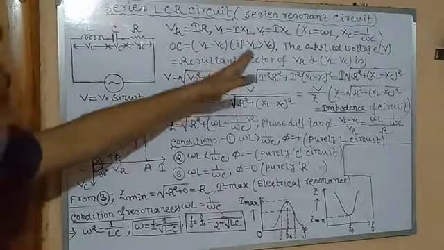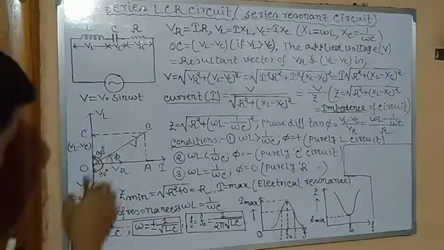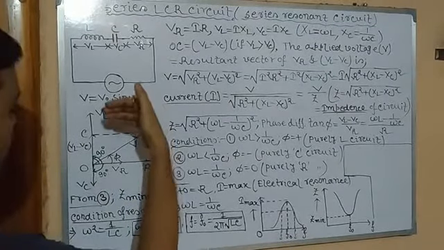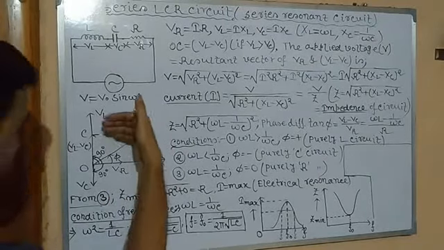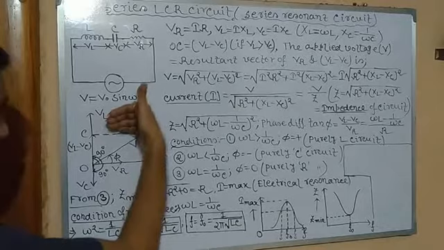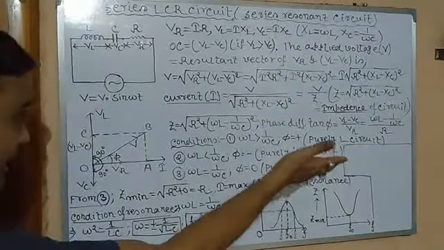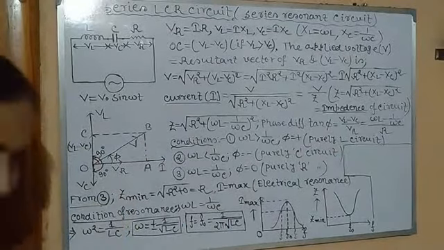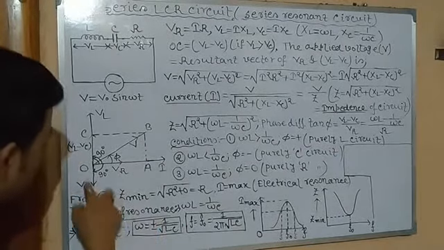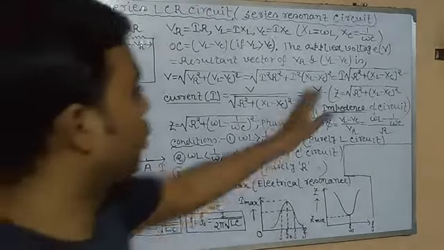But if VC is greater than VL, then the vector will be in this direction, that is VC minus VL. Then the parallelogram will be below the x-axis. In case of VL greater than VC, the resultant vector acts in this direction. If VC is greater than VL, then the resultant vector would act in this direction, VC minus VL. So now the applied voltage.